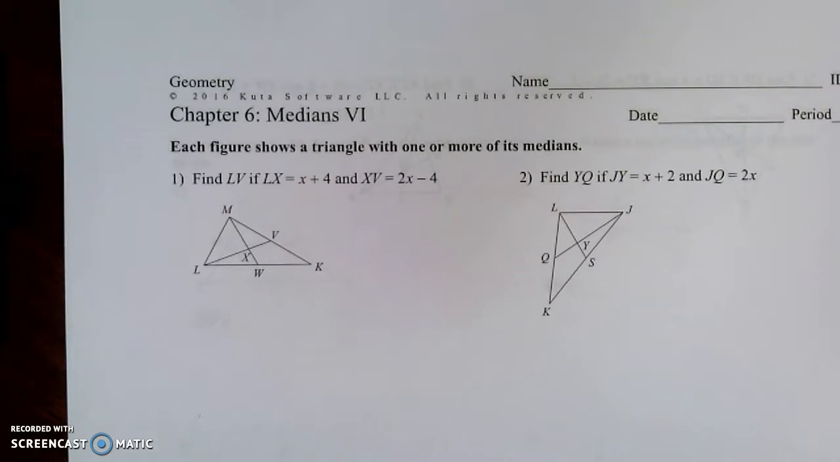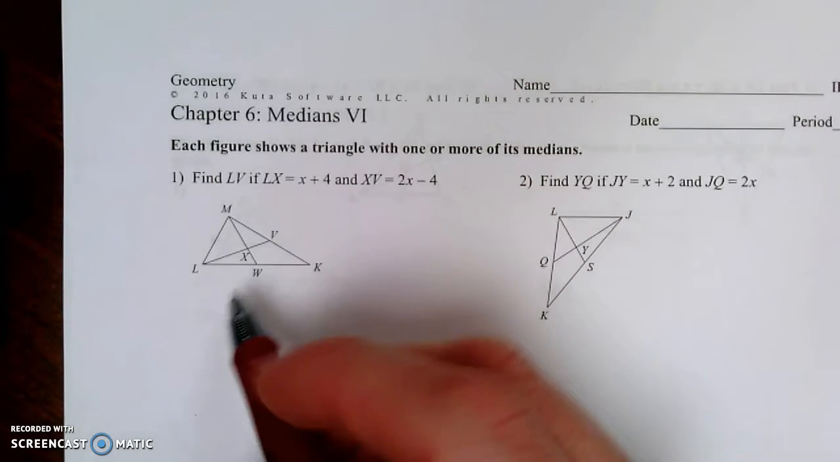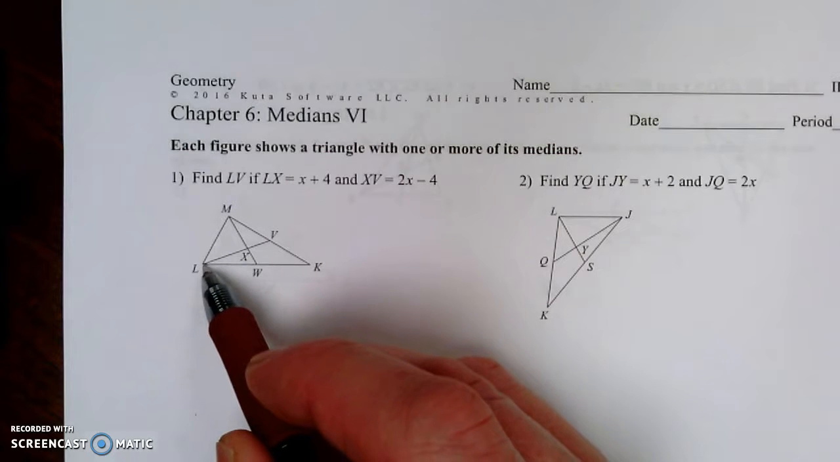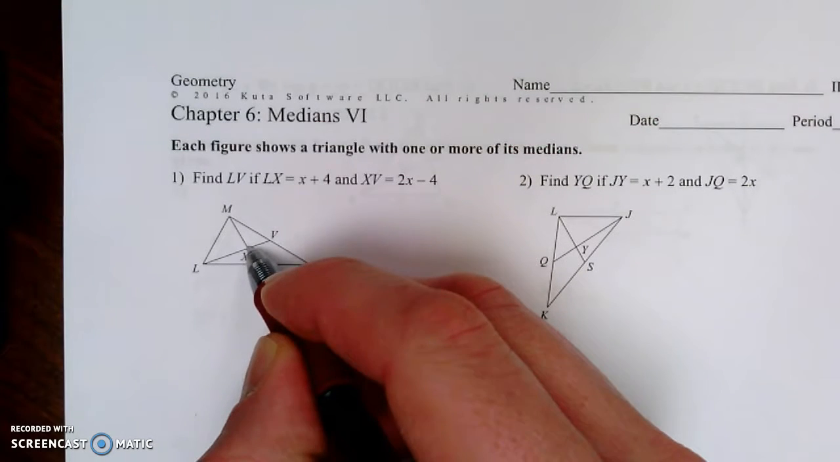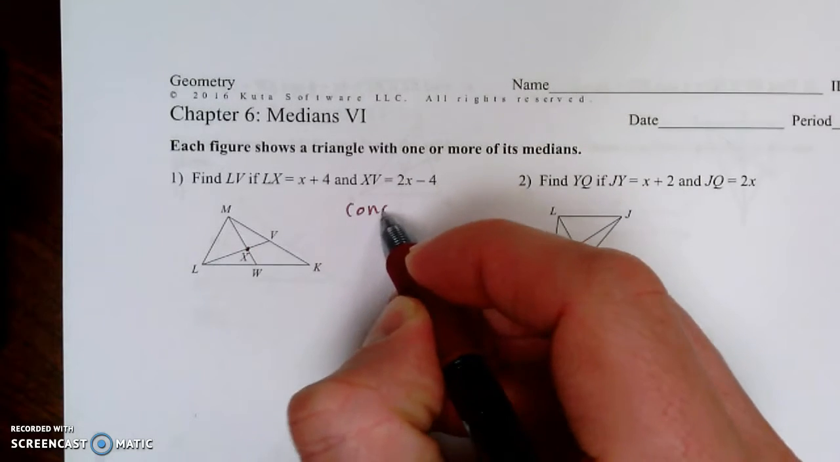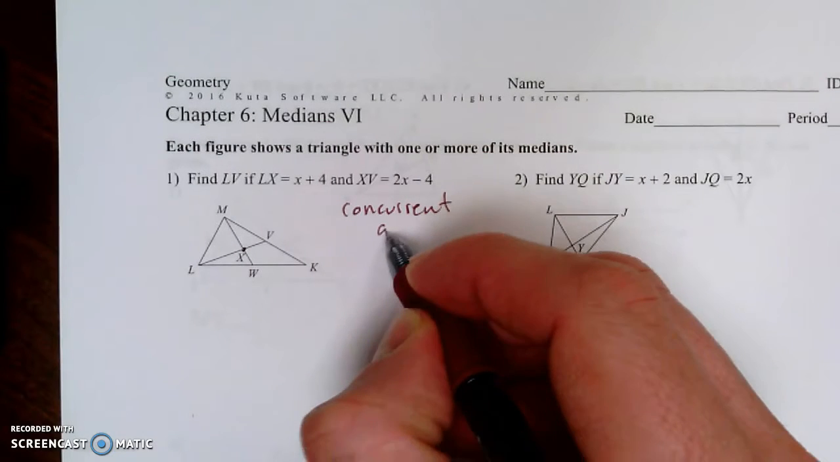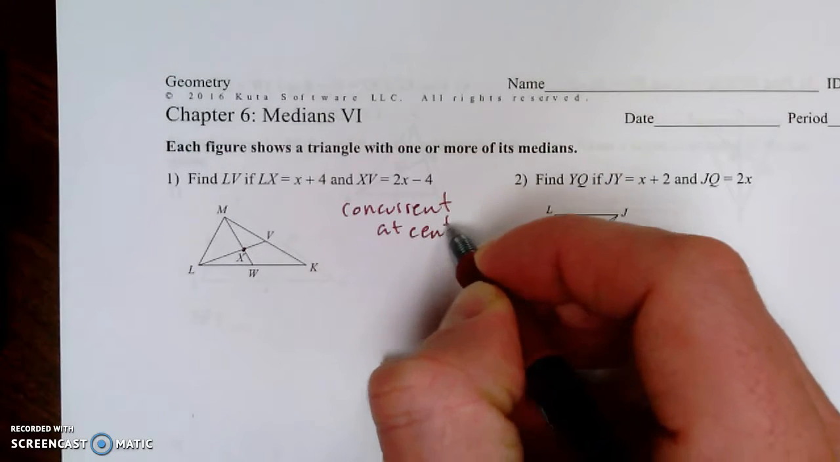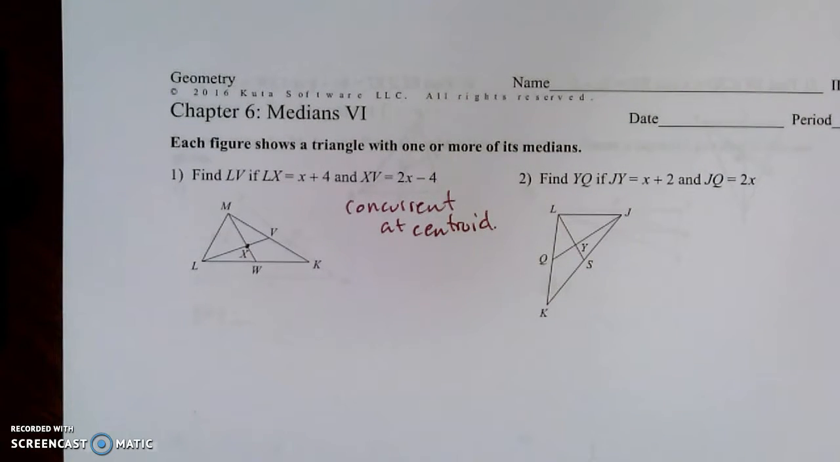Alright, in this video we're going to do a little more practice with medians and equations. Again, remember the median is a segment that goes from the vertex of a triangle to the midpoint of the opposite side. And all three medians will cross each other. They are concurrent at a point called the centroid. All right, and that should be in your notes, by the way.